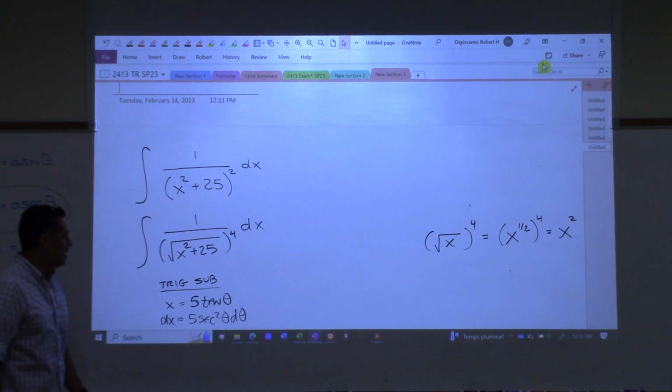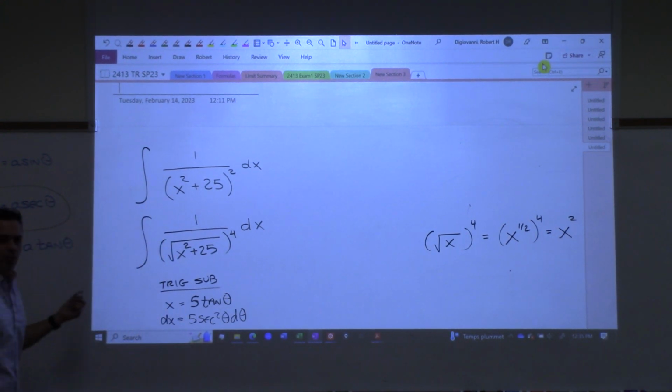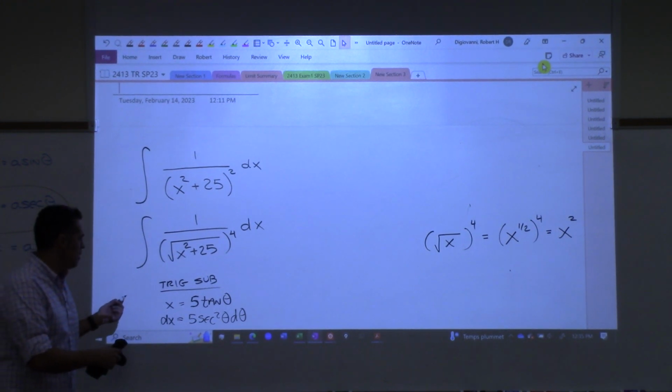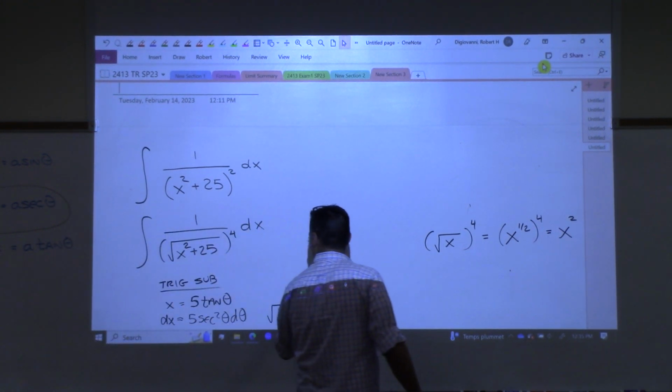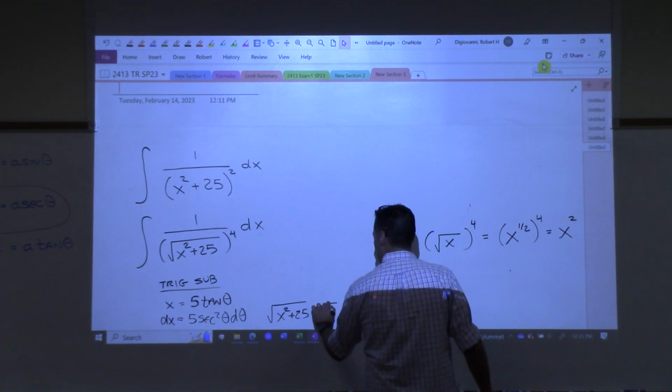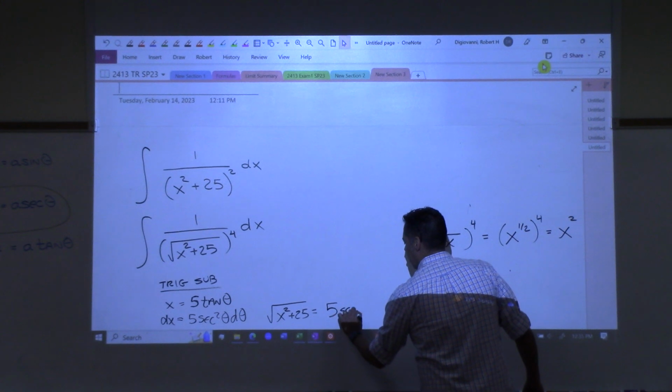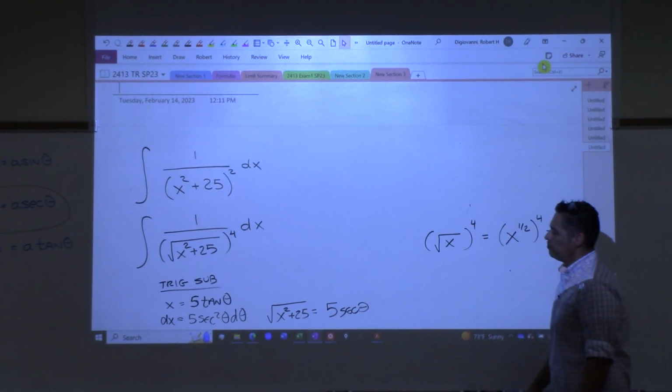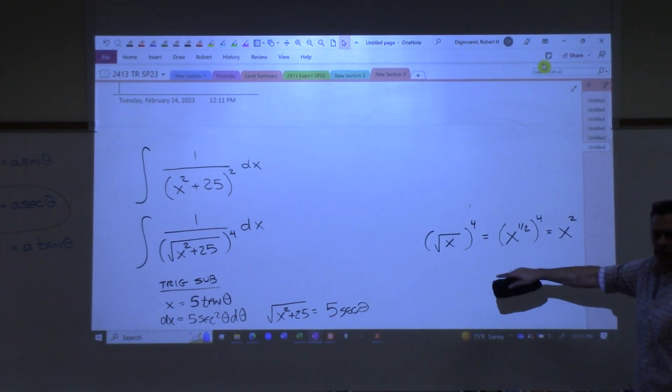And without showing any work, I'm going to just write down what the square root part would turn into, okay? The square root of x squared plus 25, if you work it out, should be, any guesses? 5 secant theta. There we go. So that's going to be all the information from the trig sub.